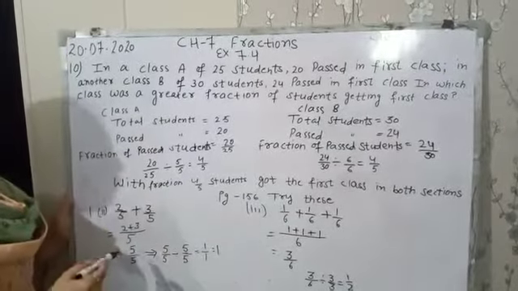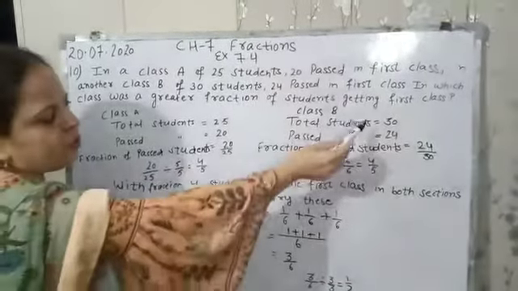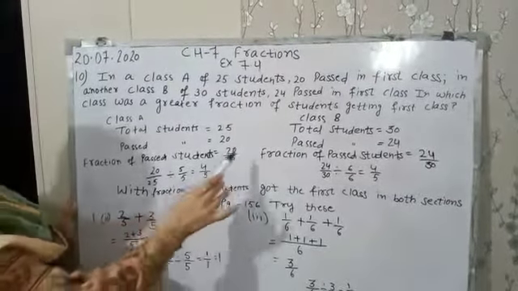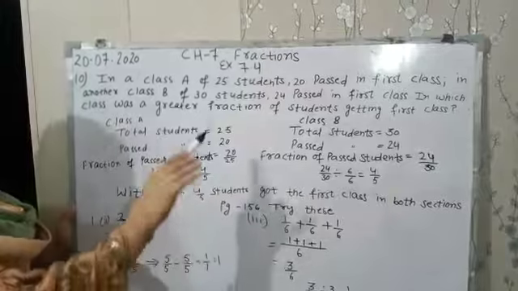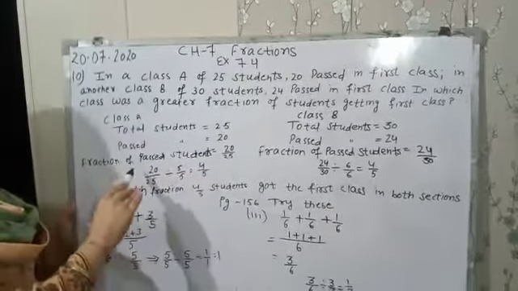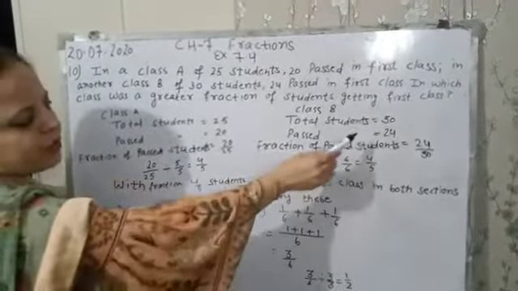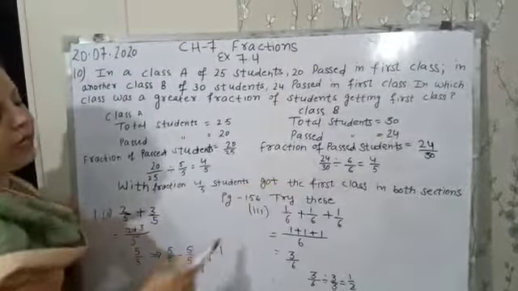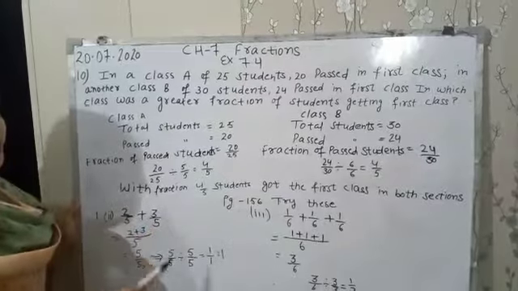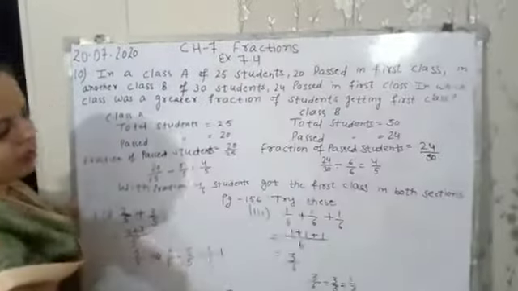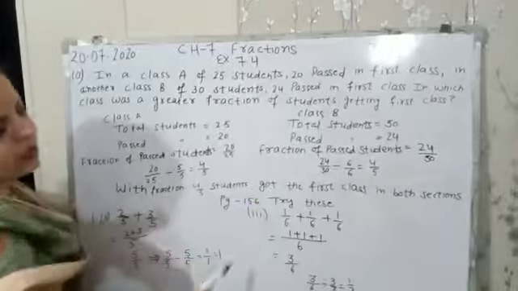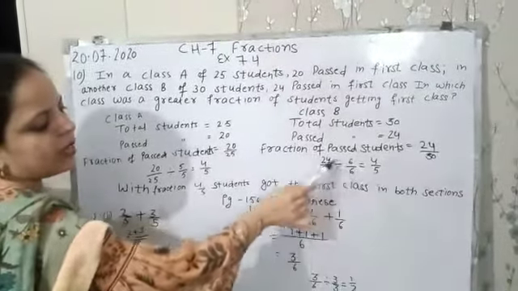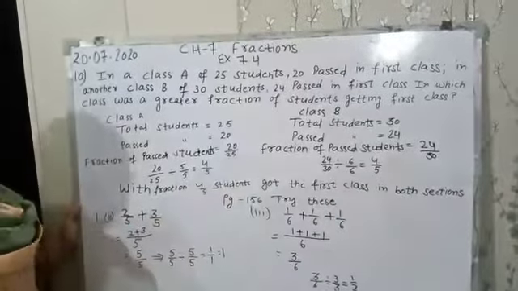Same way we will do for class B. We have the total students 30, and the passed students, you can see, are 24. Then the fraction of passed students, same way we will find as we found in class A. Now for class B we will write 24 by 30. This 24 by 30, both numerator and denominator are divisible by 6. So we will divide by 6. When you divide, we have 6 fours are 24 and 6 fives are 30. That is 4 by 5.